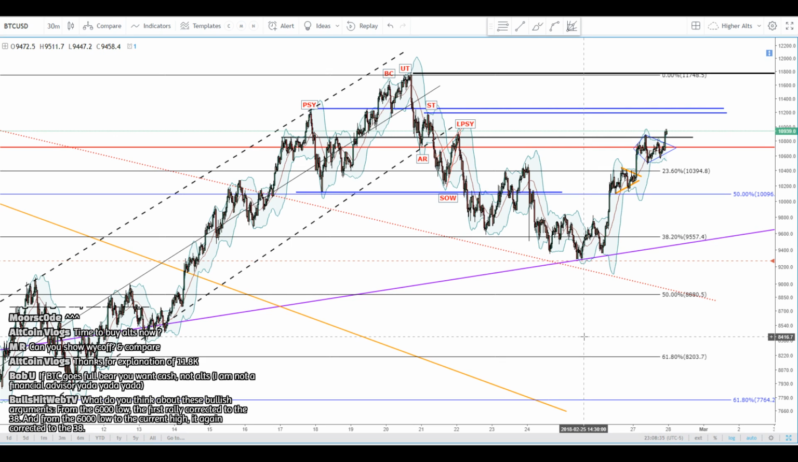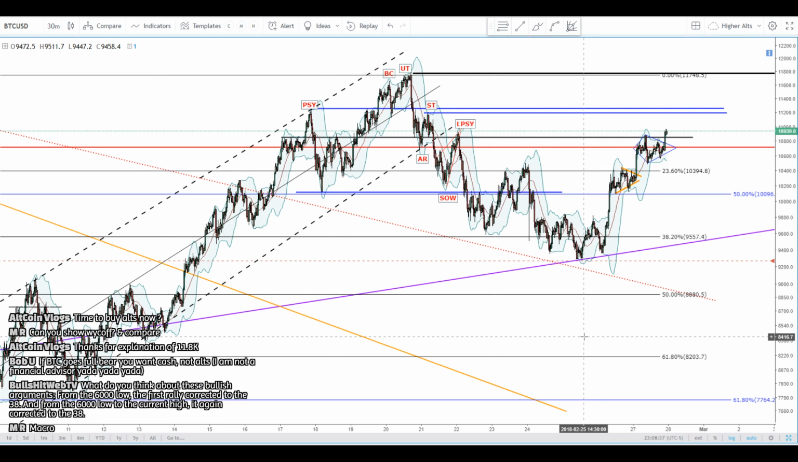What do you think of these bullish arguments from the $6,000 low? The first rally corrected to 38, from the $6,000 low to the current high. I have no idea what you're saying, dude.